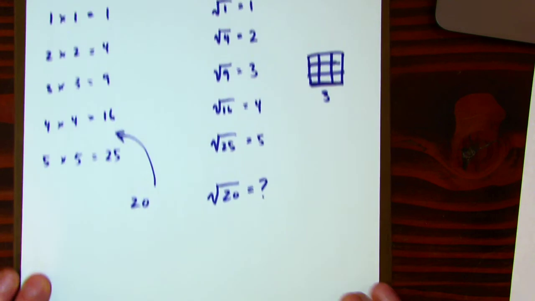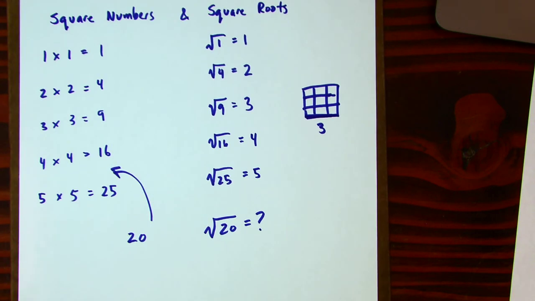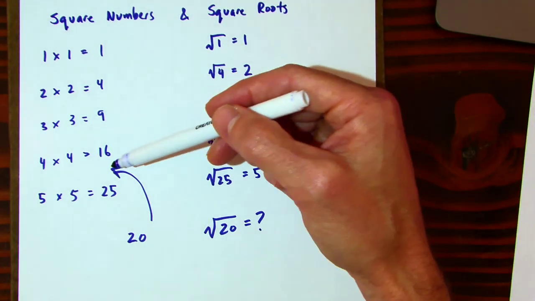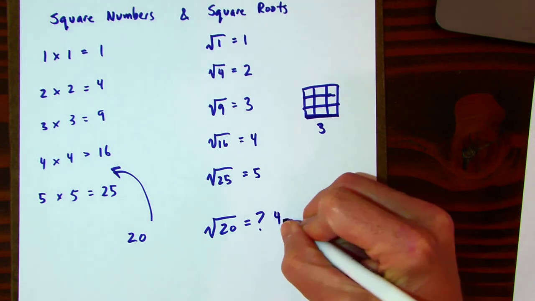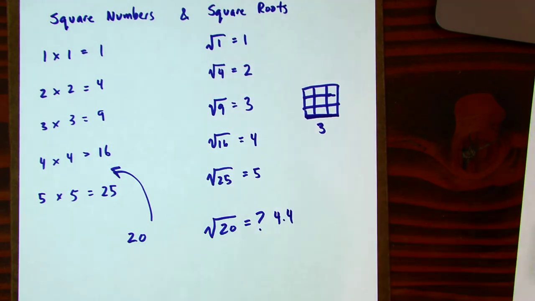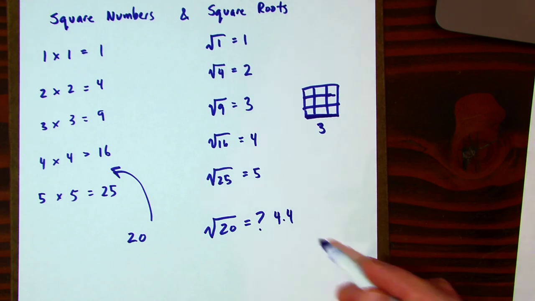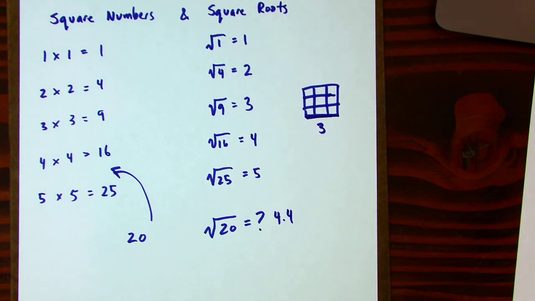So knowing our square roots is pretty important, and being able to extrapolate that some number like the square root of 20 is, what do we think? I don't know, 4.4? And maybe it is. It goes on and on. It would be an irrational number, but it's somewhere in that territory.